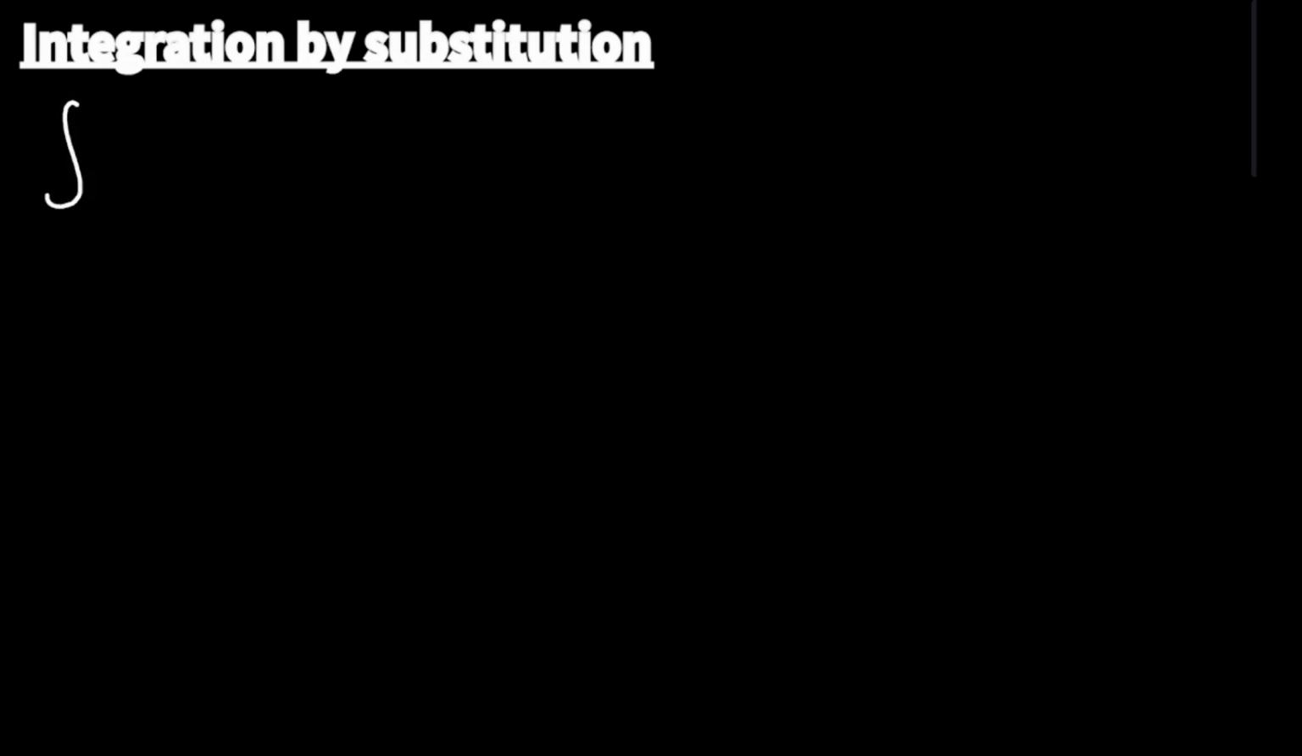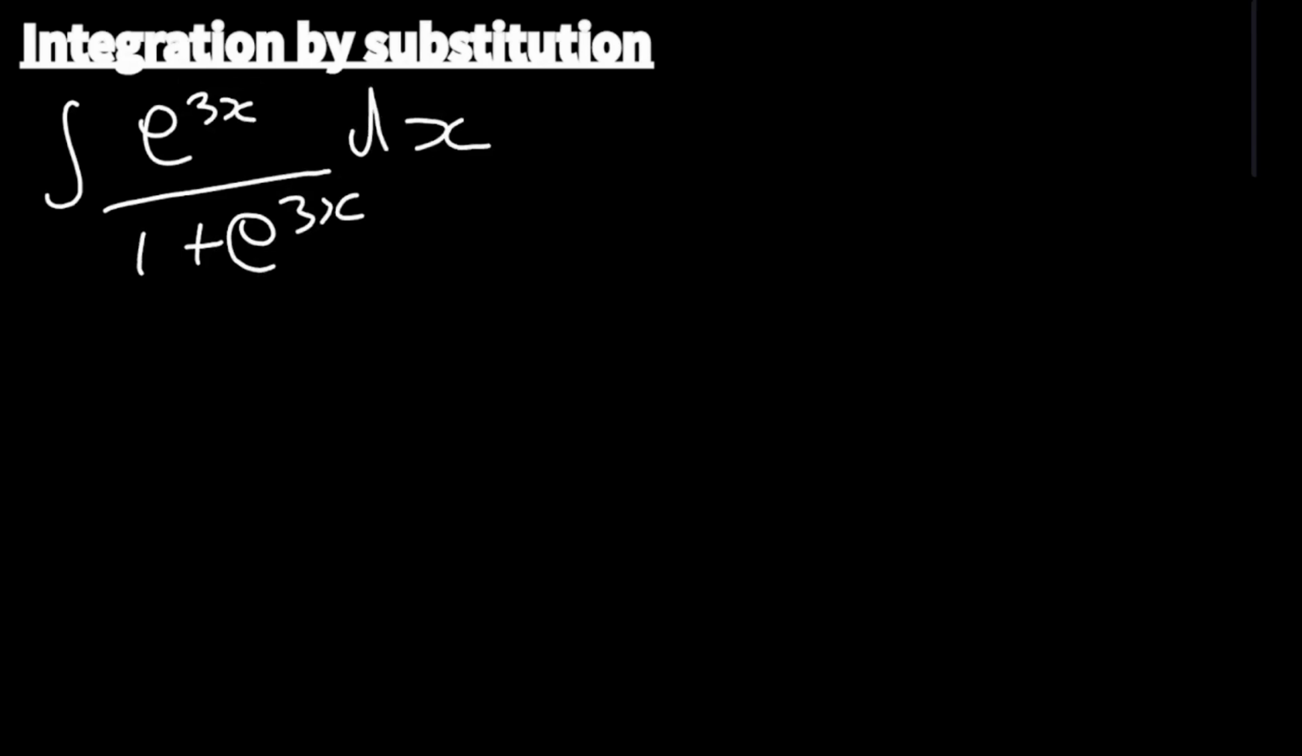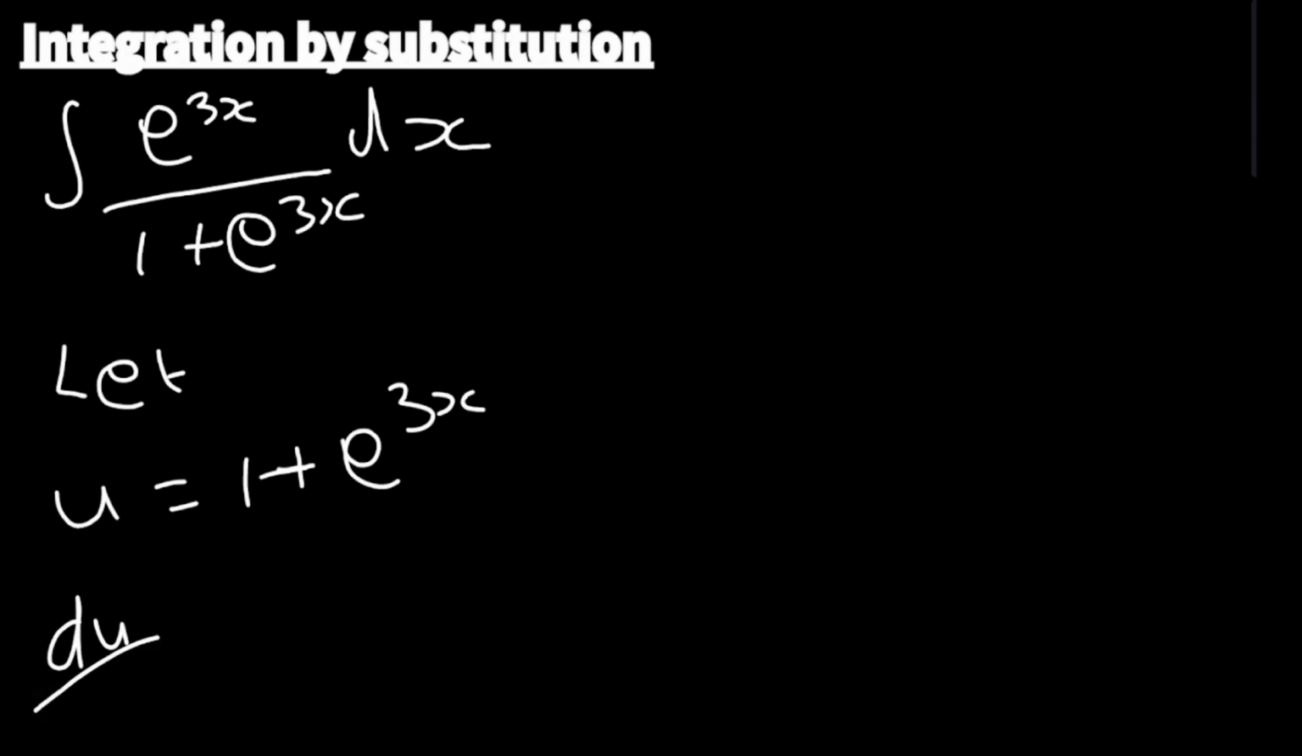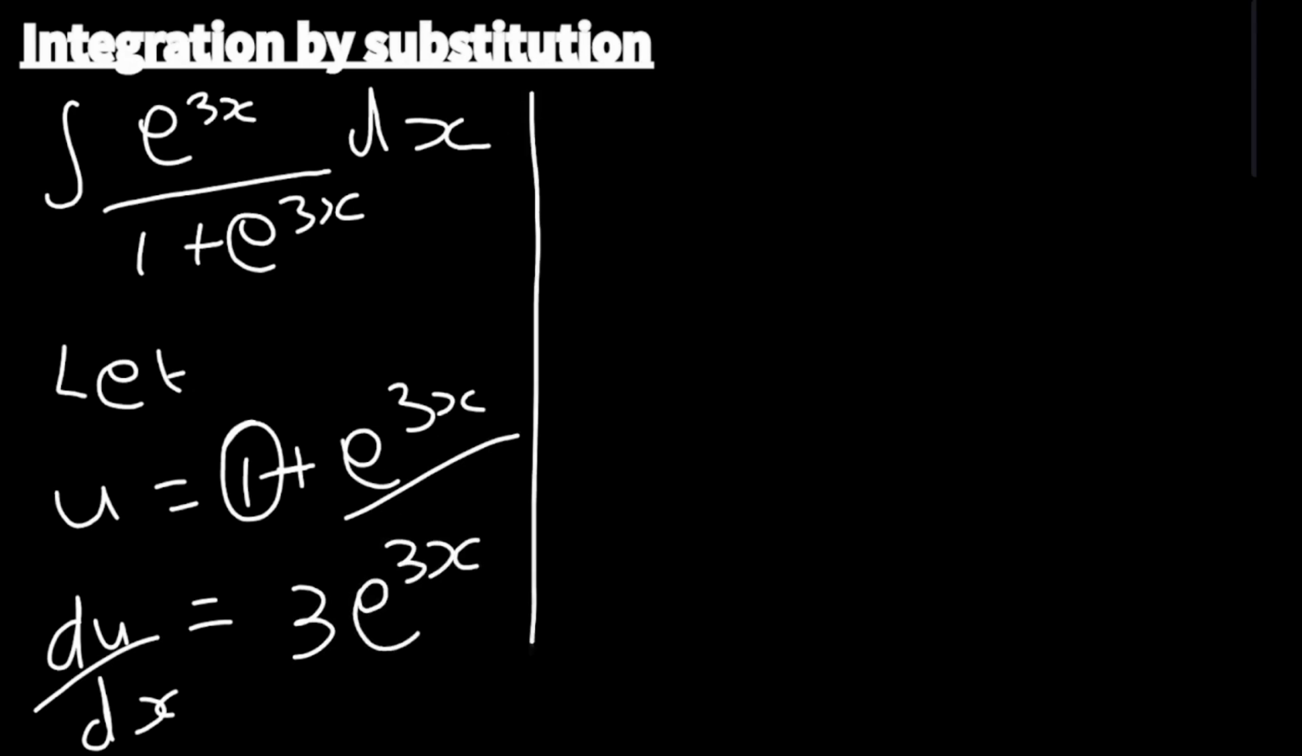What is the integral of e to the 3x over 1 plus e to the 3x dx? We let our u be 1 plus e to the 3x. For du/dx, we find the derivative of this. The derivative of a constant is 0. The derivative of e to the 3x is 3e to the 3x.